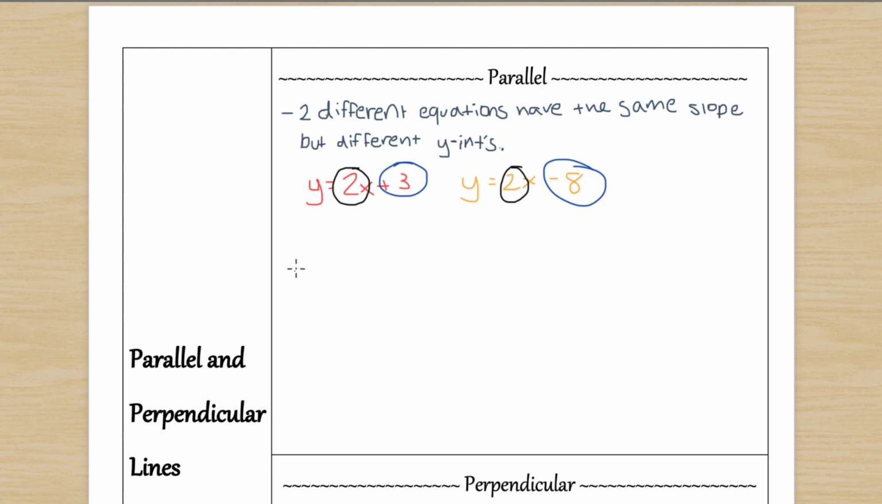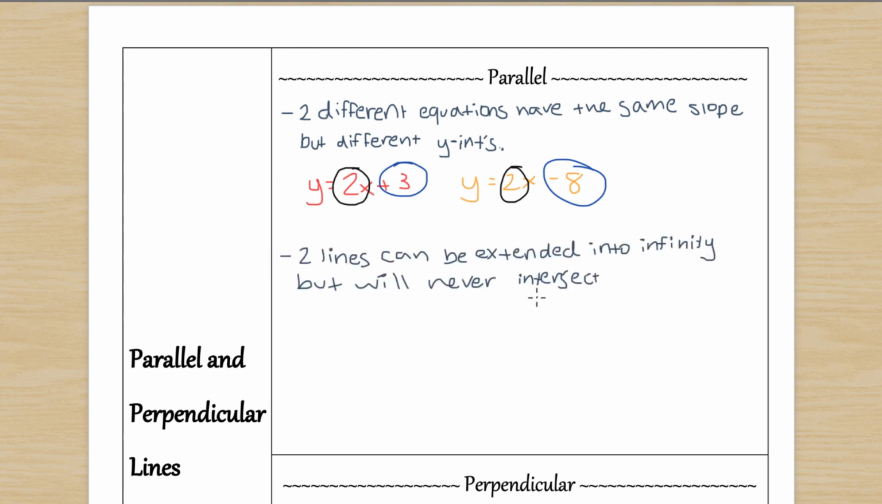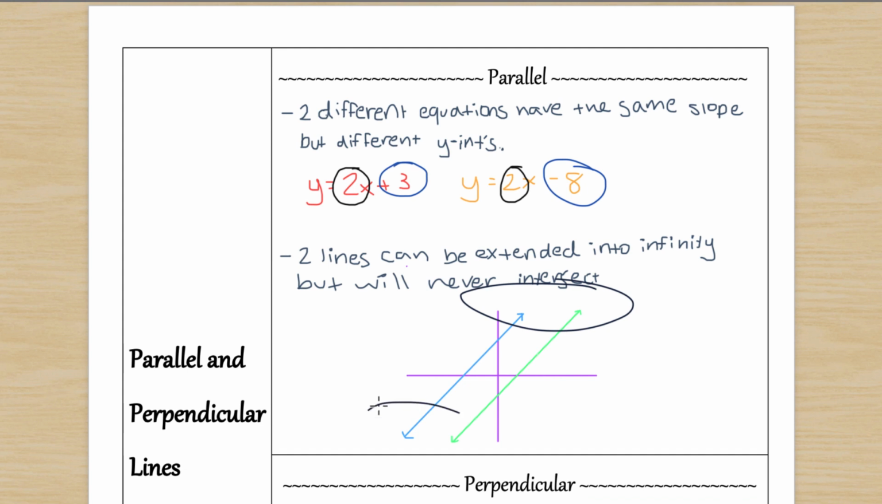The second part of parallel lines is on a graph: two lines that can be extended into infinity but will never intersect or cross each other. An example of this can be shown on this graph here. On this graph you can see that these two lines are going in the exact same direction, from both the top and from the bottom.